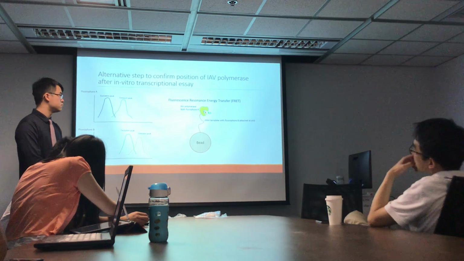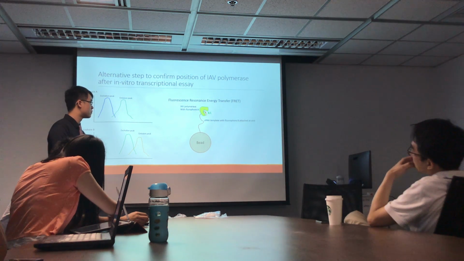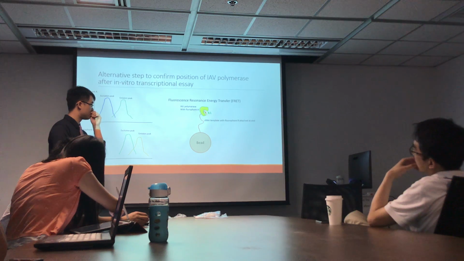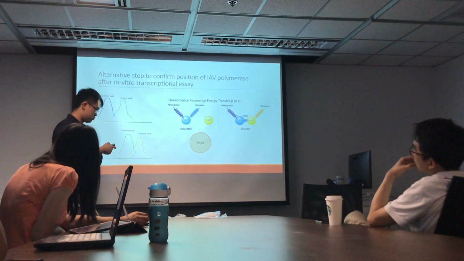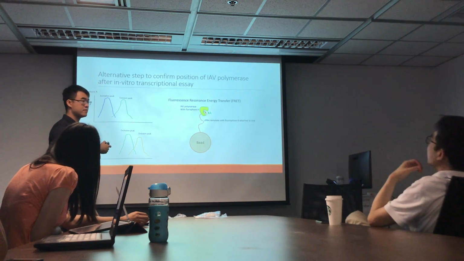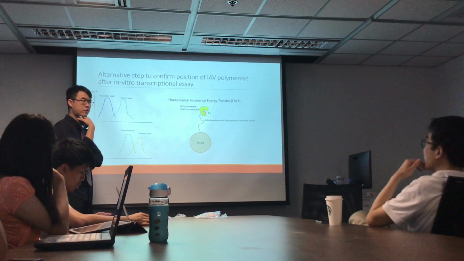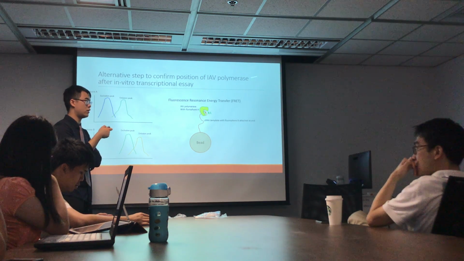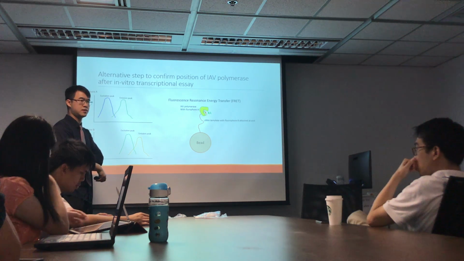We can add the B fluorophore at different positions to see. Then how do you know which one? Maybe we can add different fluorophores. Well, then you need to design a different fluorophore for different positions. We do have tons of different fluorophores, but we only need to make sure that they wouldn't interfere with the transcriptional activity of the polymerase. That's something that we have to consider.